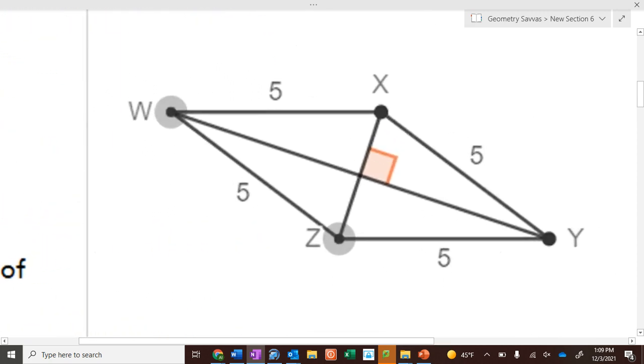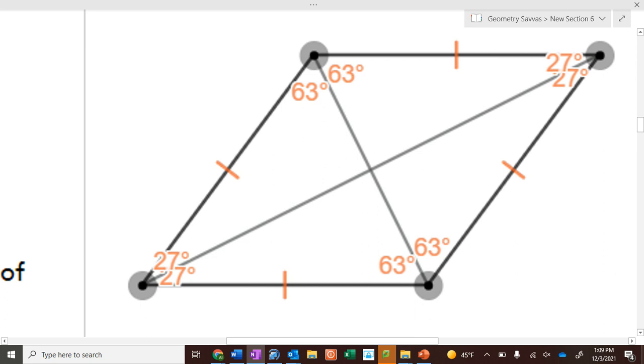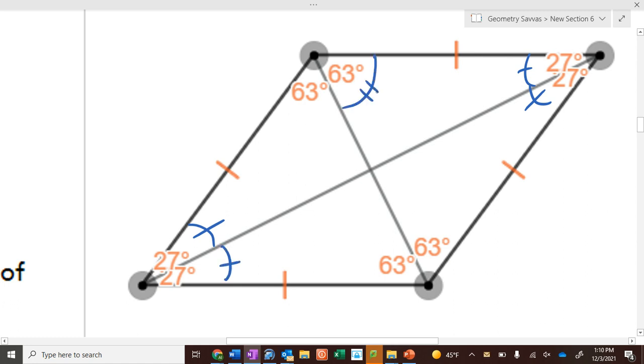Well, if you have a rhombus, the diagonals are what to each other? What does this picture show? Diagonals are perpendicular to each other. Diagonals are perpendicular in a rhombus. This picture shows that the diagonals bisect opposite angles. This angle will be congruent to this angle, and this angle will be congruent to this angle. And here, this angle will be congruent to this angle, and this angle will be congruent to this angle.